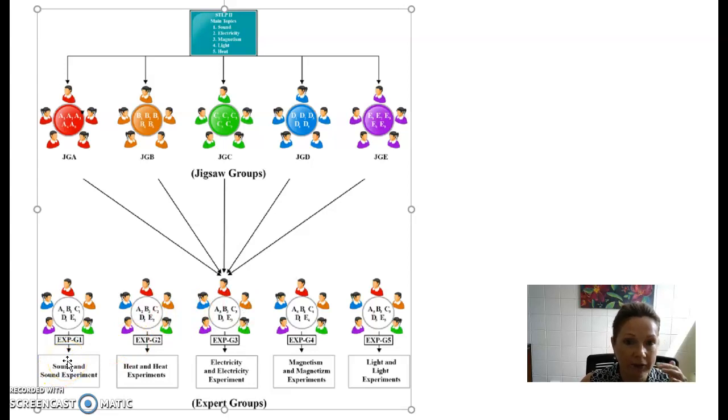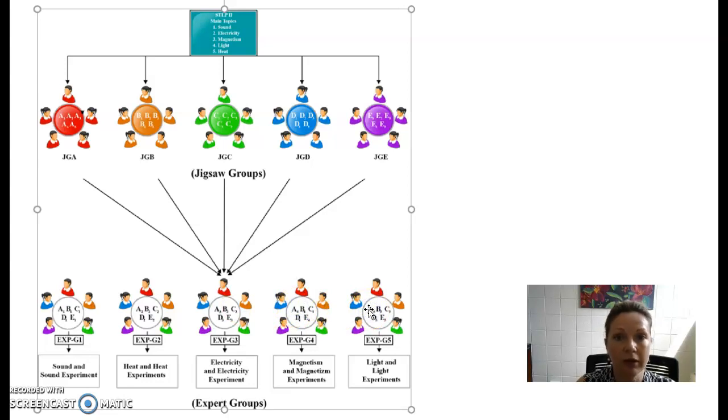And so what happens in these expert groups is that each expert group is assigned a topic. If you want to cover sound, electricity, magnetism, light, and heat, then this expert group would study sound. This expert group would study heat, electricity for the next, magnetism the next, and light the next.